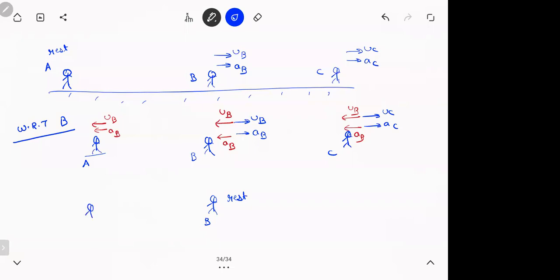Then if you ask B how A is going, what will it say? It will say A is going back with UB and acceleration AB. How is C going? It will say, okay, C is going with UC minus UB and AC minus AB.